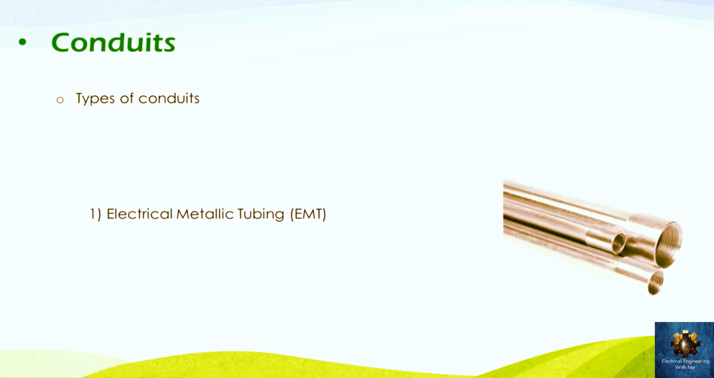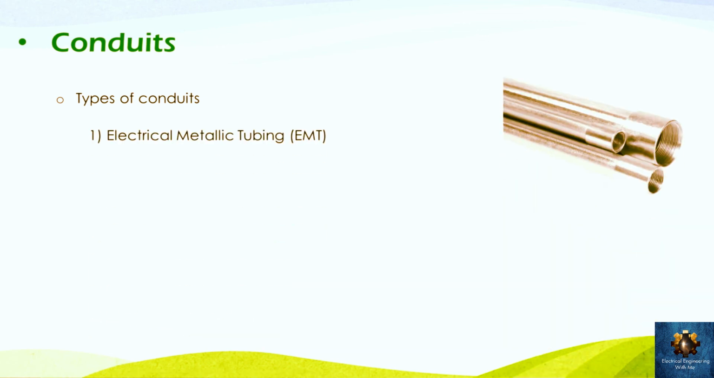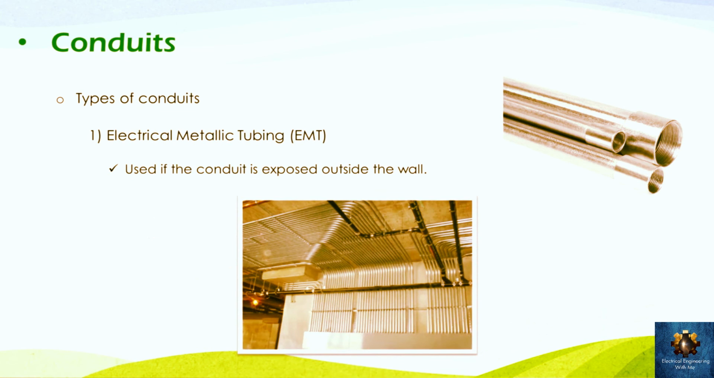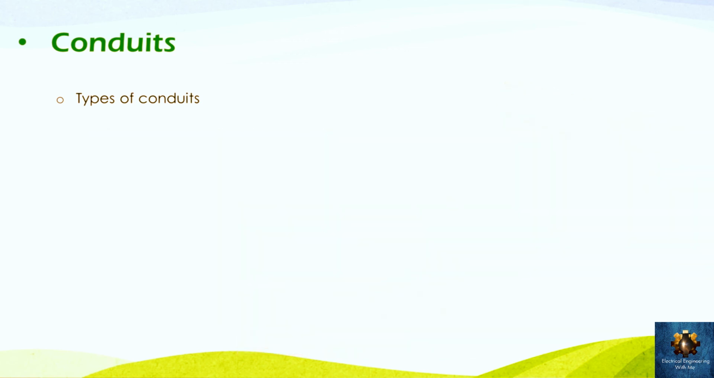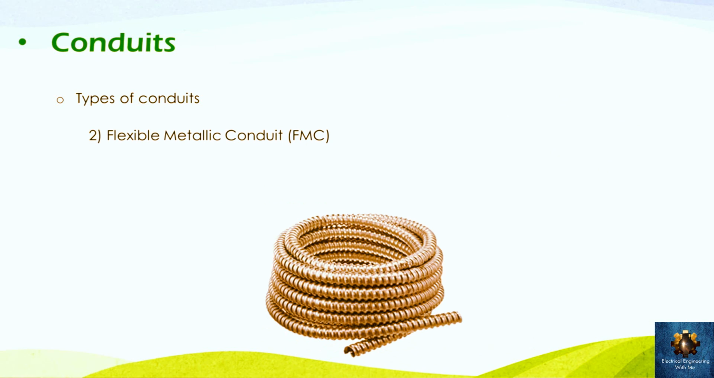The first type of conduit is the metallic tubing conduit. This type is made of metal, and we use this tube in case the conduits are exposed outside the wall or outside the ceiling. So in case of exposed conduits, we use the metallic tubing type. Now the second type we have is the flexible metal tubing. This type is also made of metal, but it's not rigid like the previous type. It's a flexible type of conduit, which means that it can be used on bends or on curved paths.